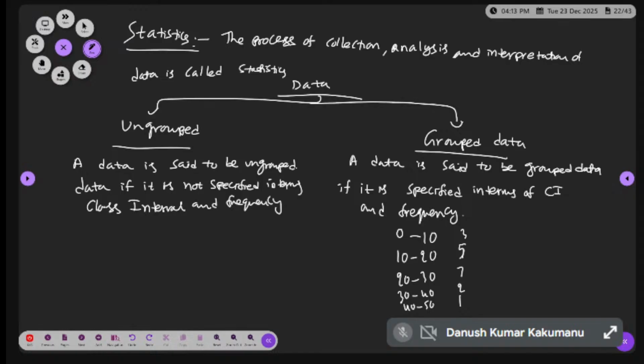This is clear to all of you, class interval and frequency. If student results are simply announced without framing first class, second class distinction, they all come under ungrouped. If they are kept in the form of first class distinction, second class, then they come under grouped. Next, let us go to the next slide.